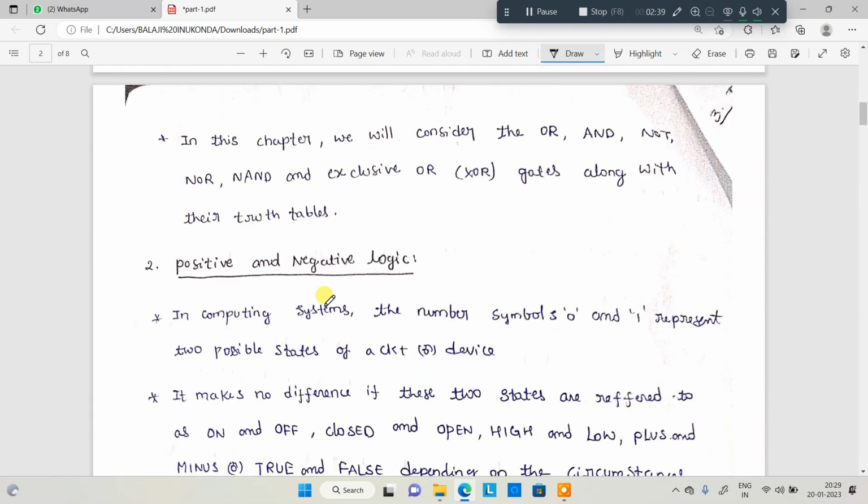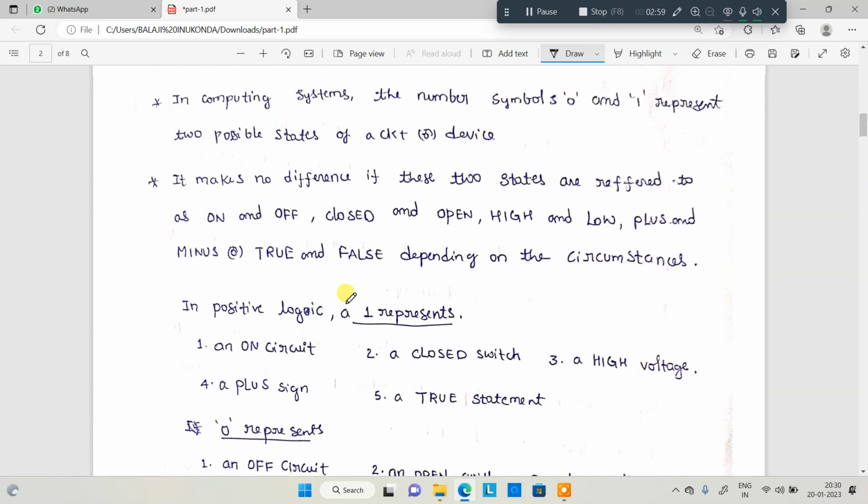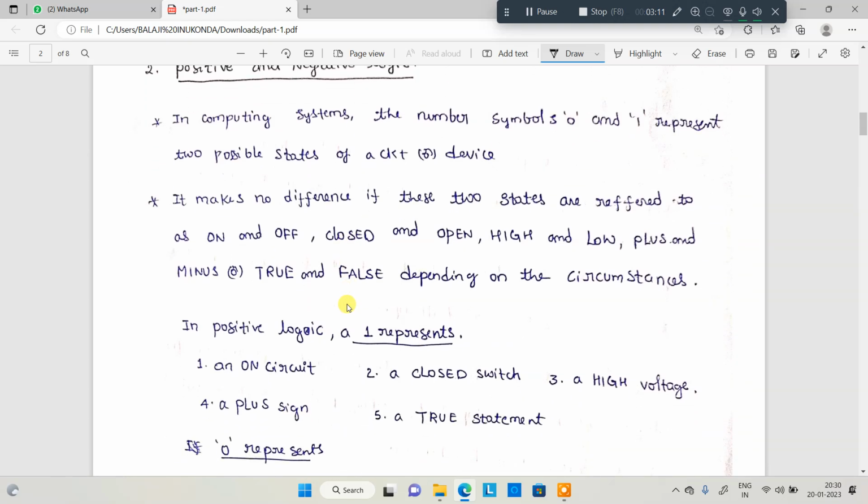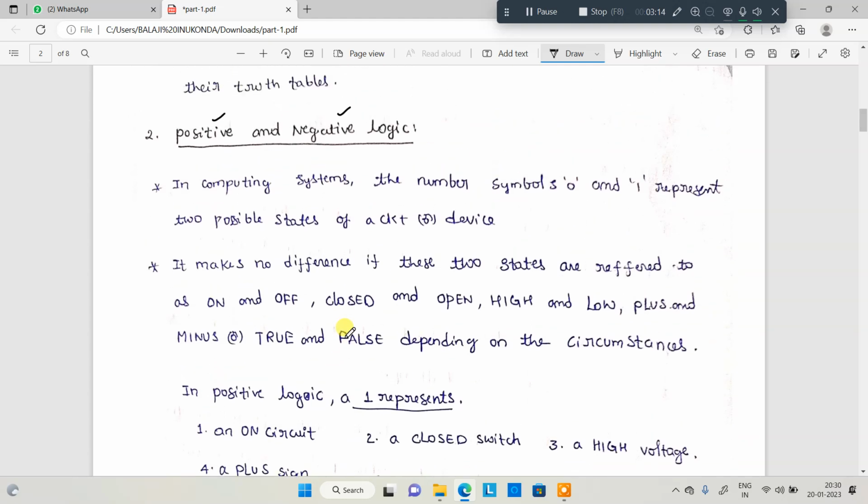Next, in this particular chapter we are going to discuss the AND gate, OR gate, NOT gate, NOR gate, NAND gate, and exclusive OR gate, that is called the XOR gate, with their truth tables. We are going to discuss everything in detail. Now, before moving to the OR gate, I am going to give some important points here: positive and negative logic. I will explain positive and negative logic here.